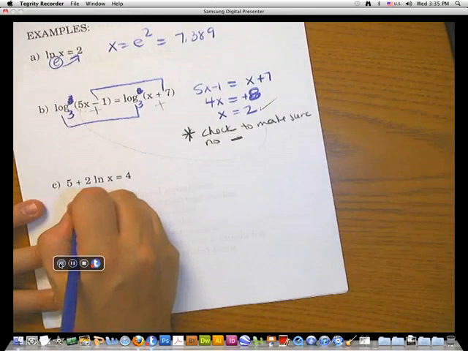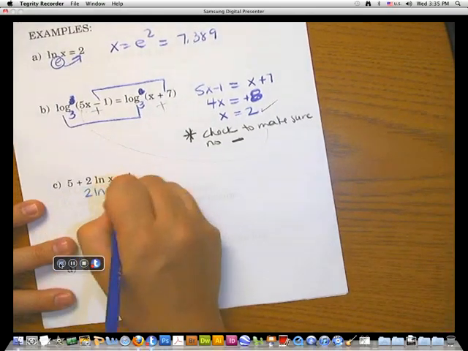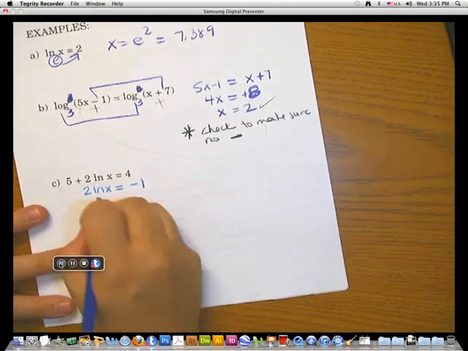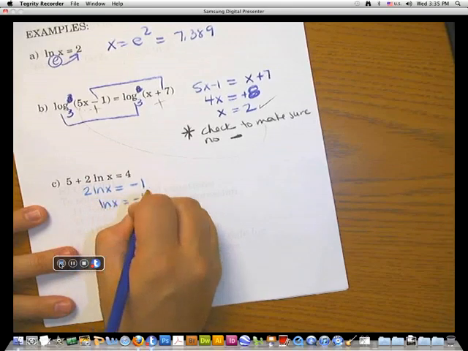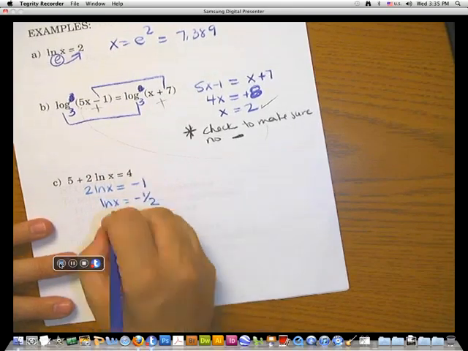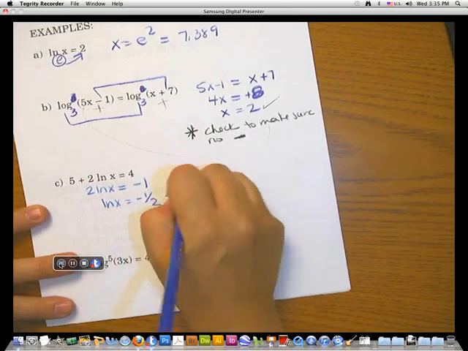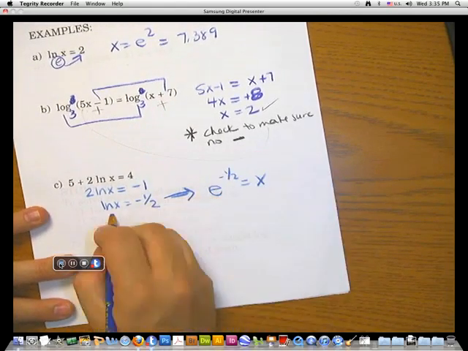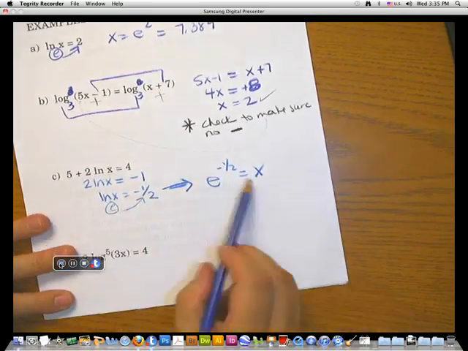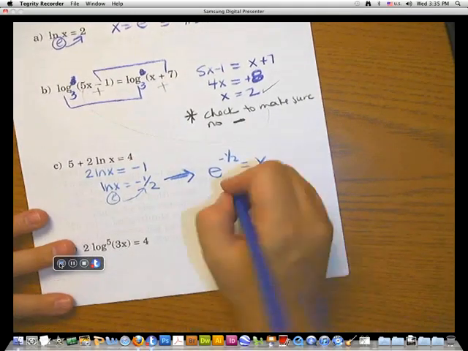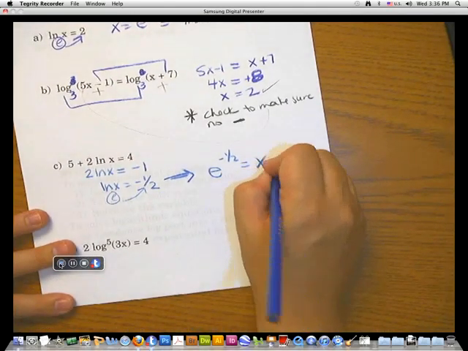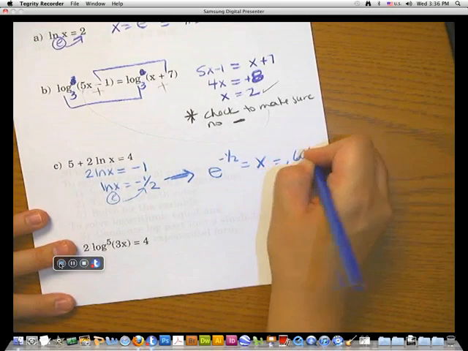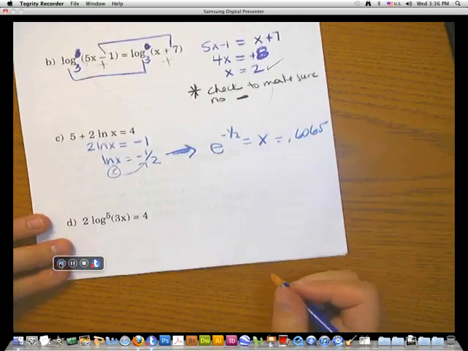All right, I need to isolate my natural log, so I'm going to subtract the 1. I'm going to divide by the 2. And then I'm going to convert it from log form to exponential form. E to the negative 1/2 must equal x. You can punch that in your calculator and get 0.6065.